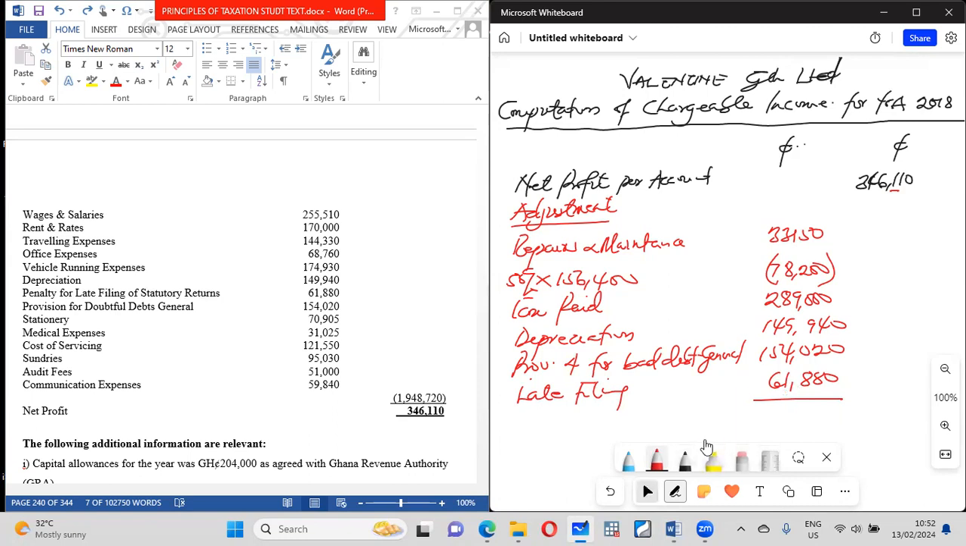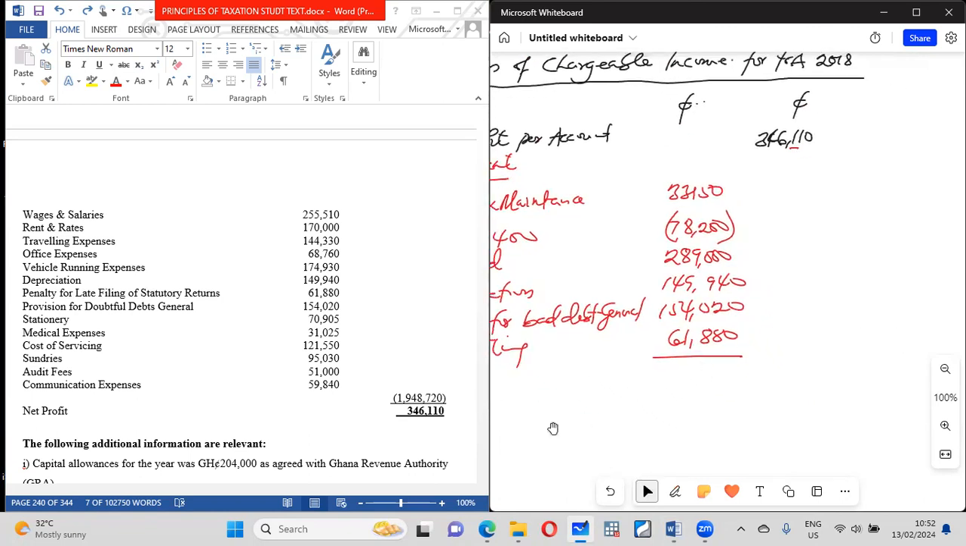we've done the adjustments. So how much will we get for the total adjustment? 33,150 minus 78,200 plus 289,000 plus 149,940 plus 154,020 plus 61,880. Okay, so together I have 609,790. You can actually shift all these things to these places and add it. All right, so that is that.